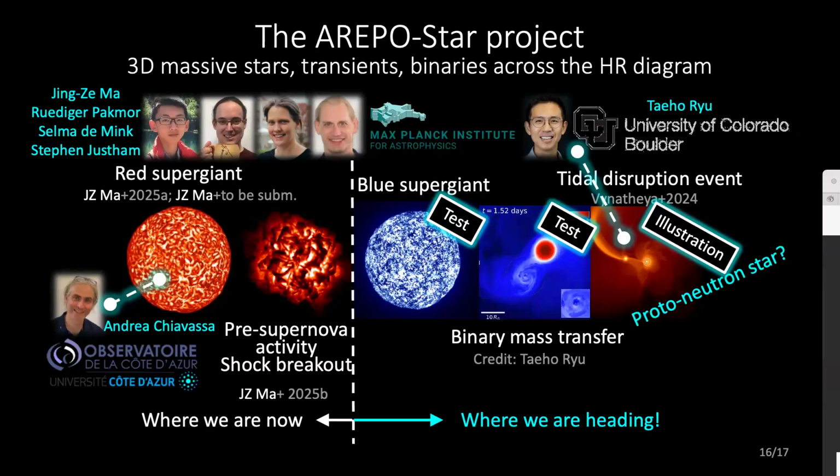And over the years, I have been discussing different ideas with different people, whether we can use this to simulate, for example, proto-neutron star convection, transient in binaries. I talked with someone this morning about how we can use this for quasi-stars. So that means we really have a lot of things to do in the future. And hopefully we can get some of the list done in the next several years.